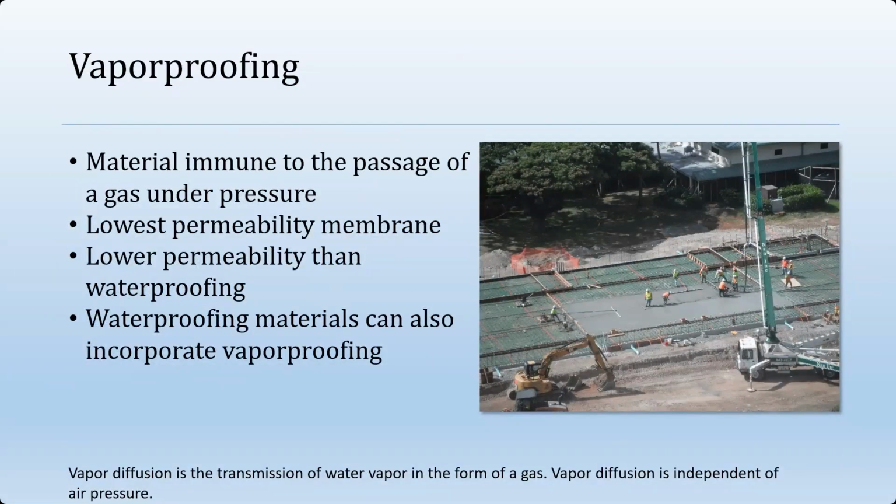So vaporproofing is any material that's immune to the passage of gas under pressure, and gas, in our context here, is basically water vapor in the form of a gas. But a lot of these vaporproofing products also serve a second function as a gas barrier, for gases like radon, probably the most common. These are typically 10 or 15 mil plastic sheets, and traditionally they have the lowest permeability of any type of membrane sold, with the exception of some of the Blindside products we'll talk about here. And these are well below waterproofing with respect to permeance.